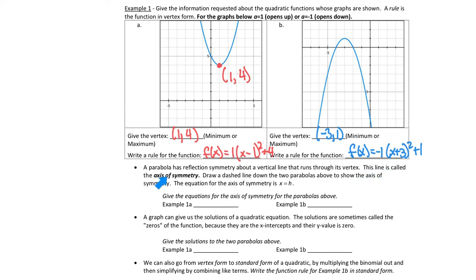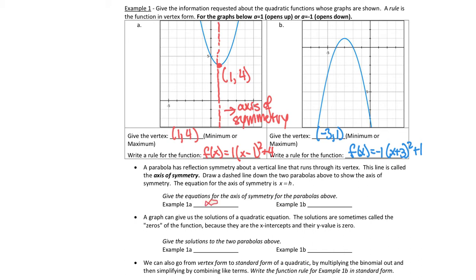This line is called the axis of symmetry. So it says to draw a dashed line down the two parabolas above to show the axis of symmetry and give the equation for the axis of symmetry of x equals h. For our first parabola in A, you can see that if I drew a line down the middle here, that would be my axis of symmetry. And it says very clearly to write the equation of that line as x equals h.